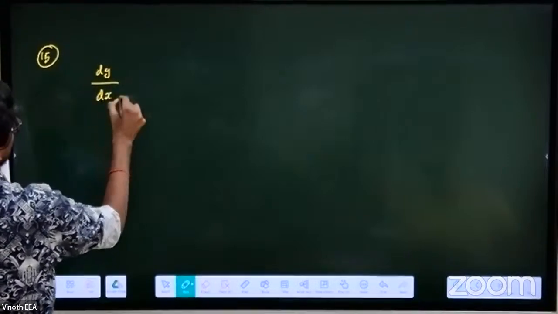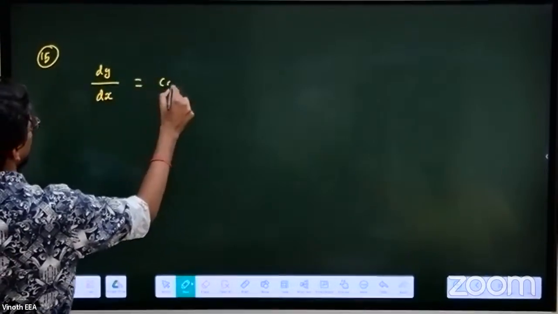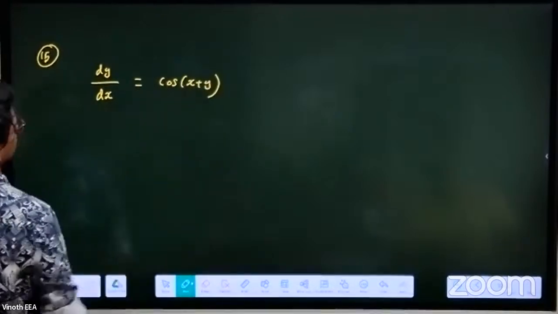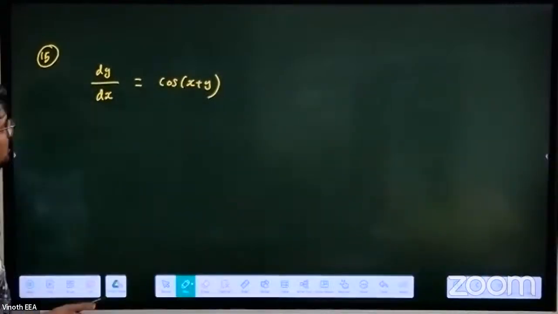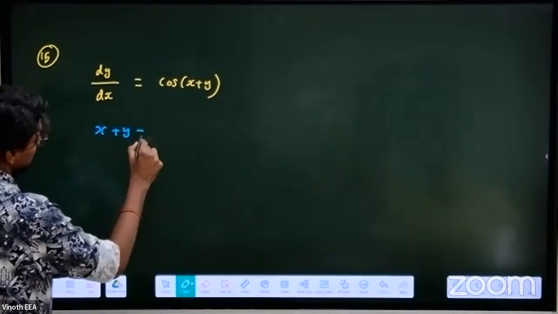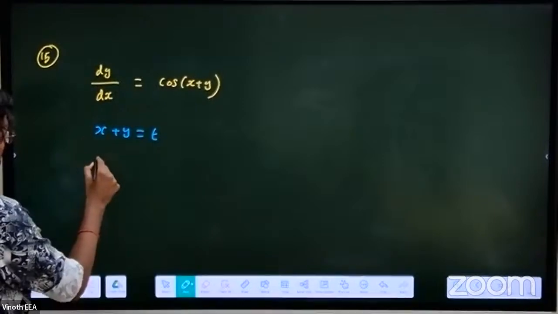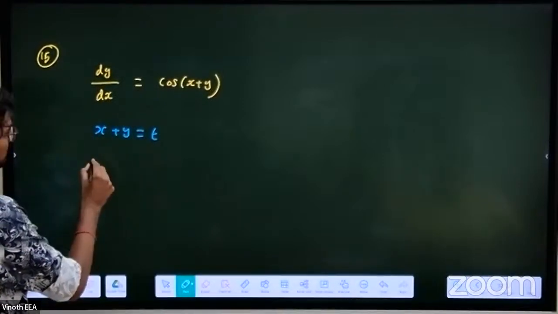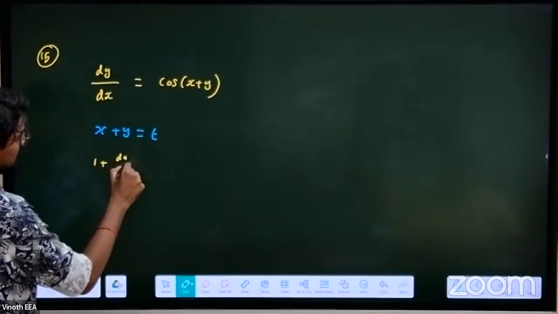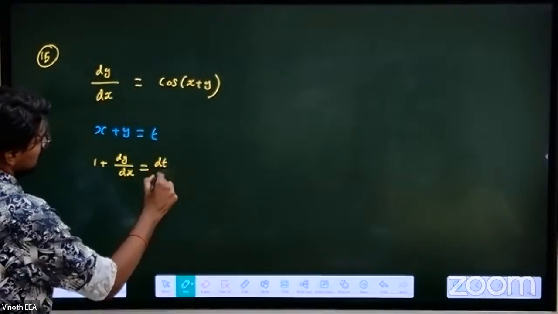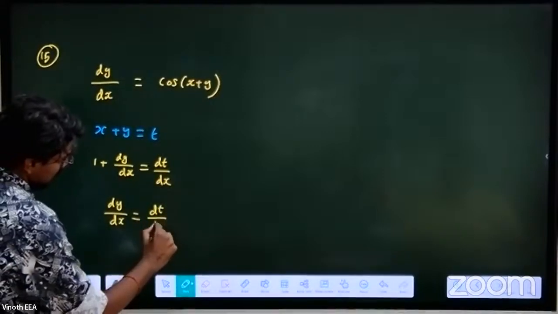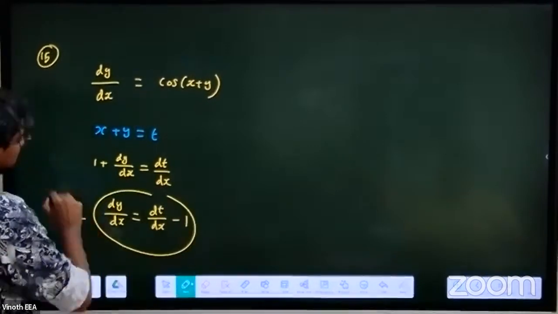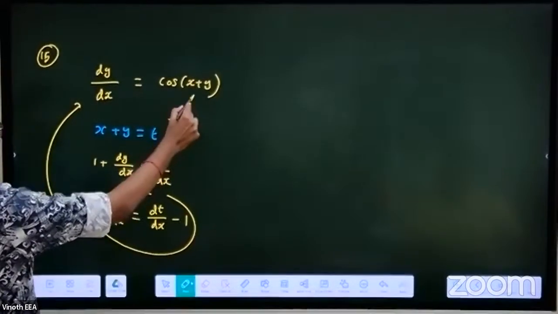Hmm, 15th one. dy by dx equals cos of x plus y. See, we cannot directly use any method, so I have to prefer substitution. Okay, so let me substitute x plus y equal to t. And I will differentiate with respect to x. Differentiation of x with x is 1, plus dy by dx equals dt by dx. So dy by dx should be replaced as dt by dx minus 1.